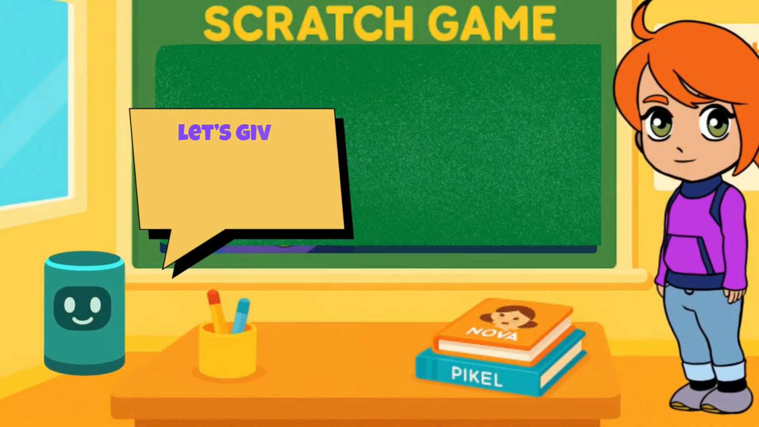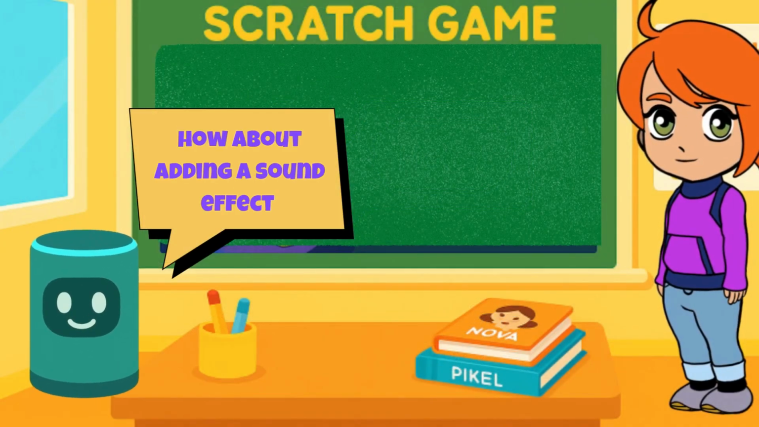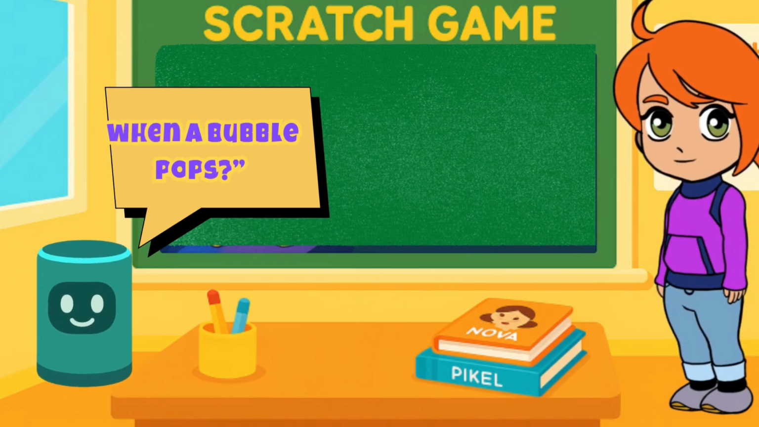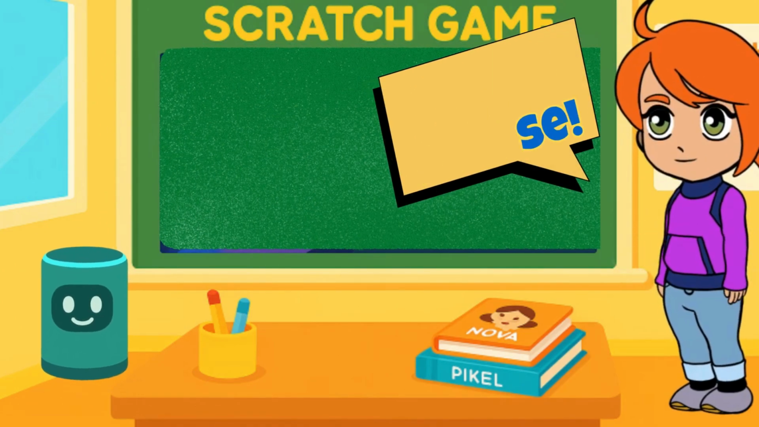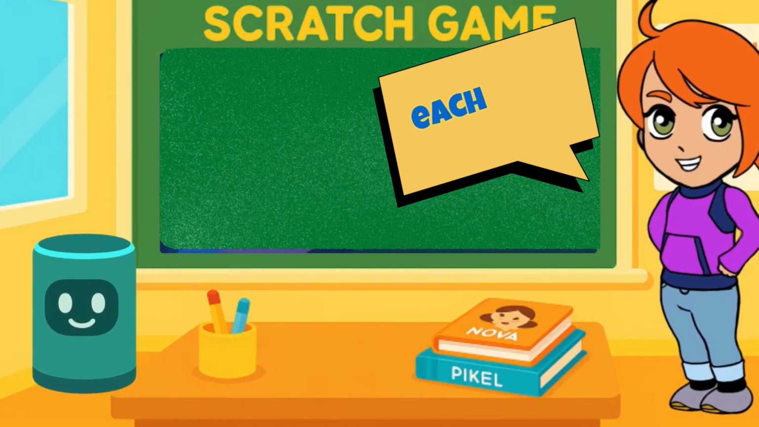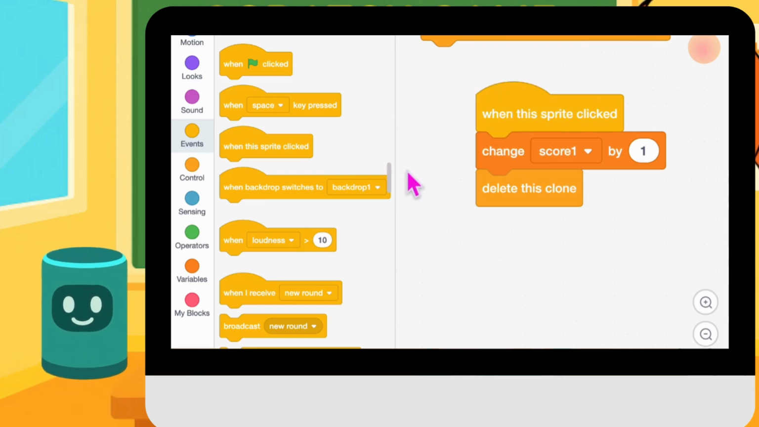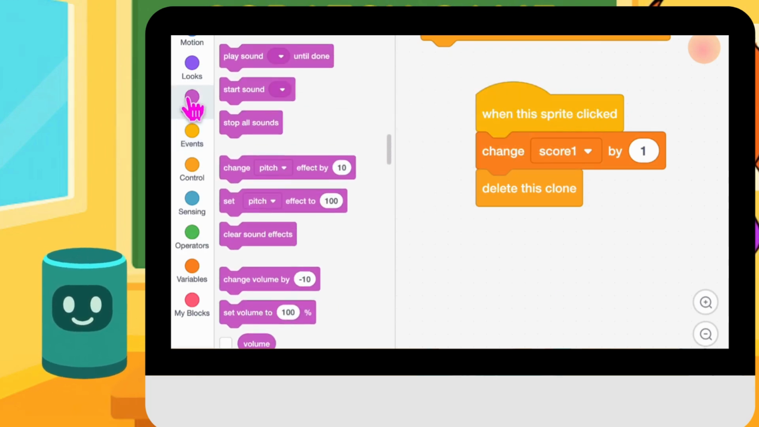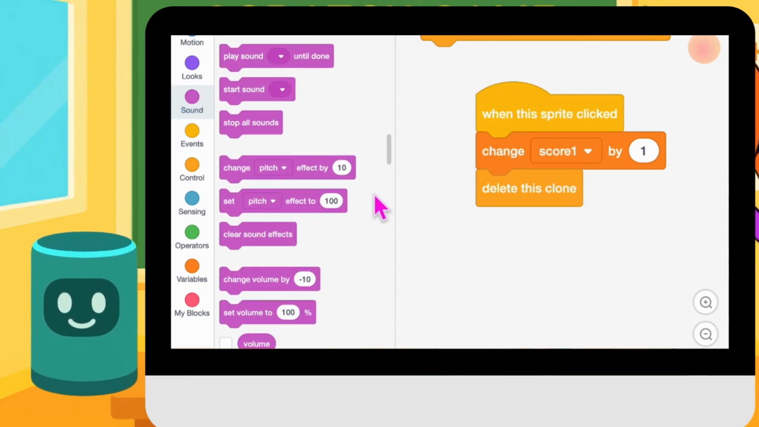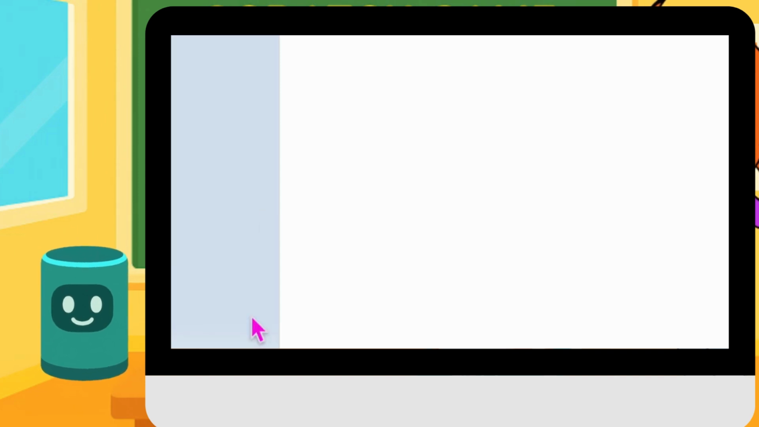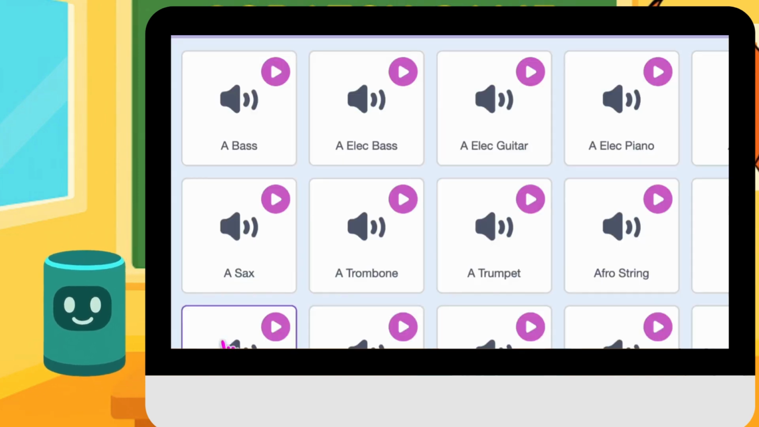Now Nova, let's give our game some spark. How about adding a sound effect when a bubble pops? Yes, please. It'll feel so good to hear a little pop each time. Perfect. First, click on the Sounds tab and choose a fun popping sound, maybe something like pop or bubble burst. Ooh, this one sounds super poppy.